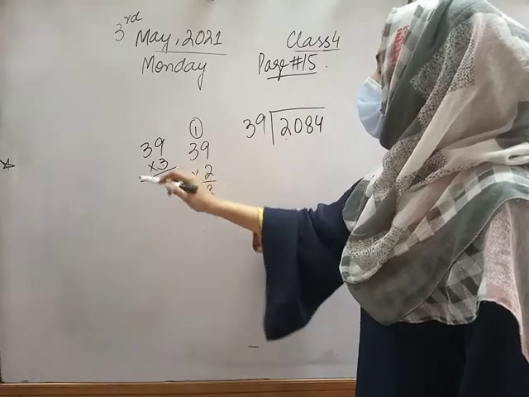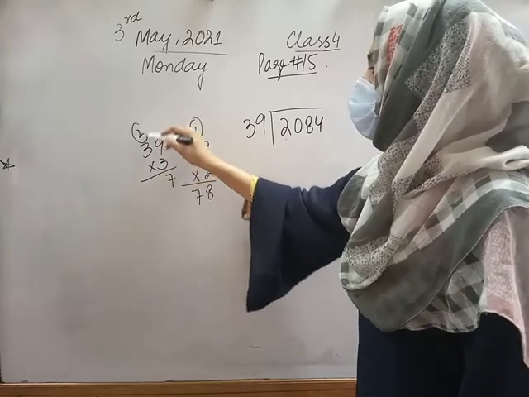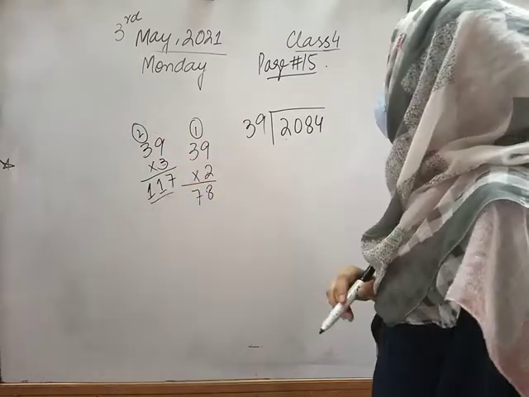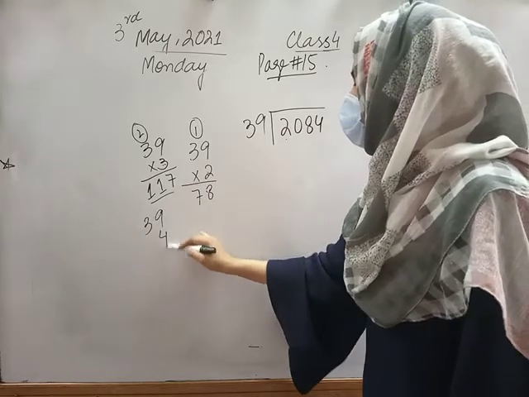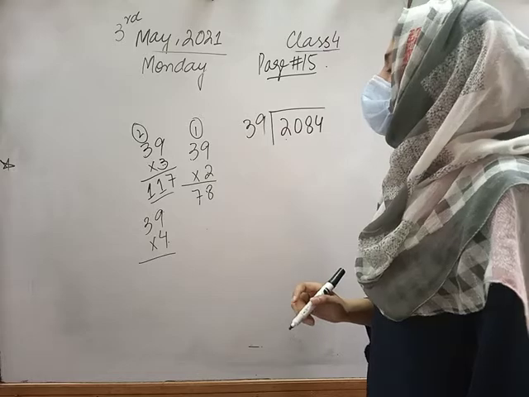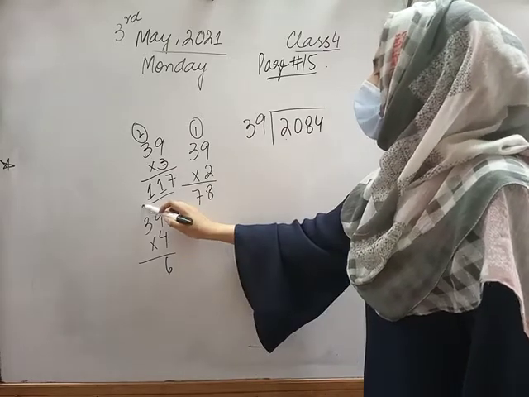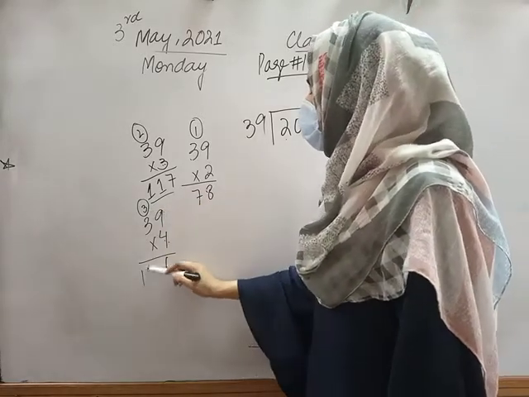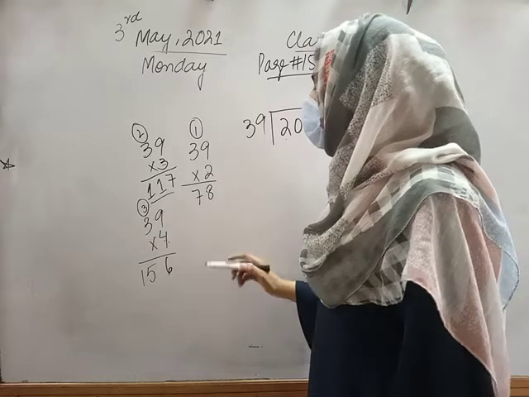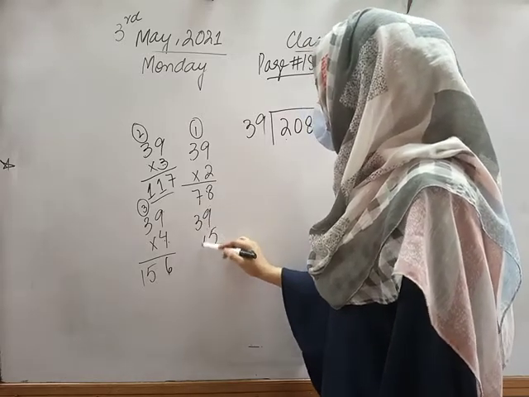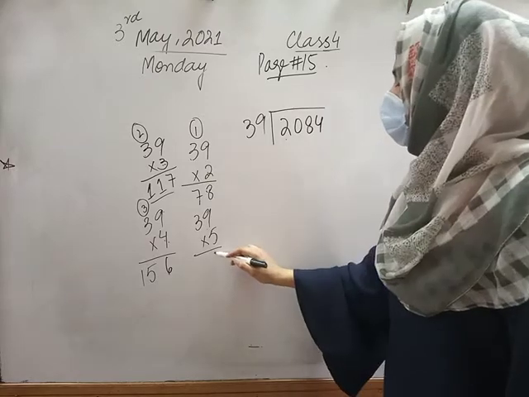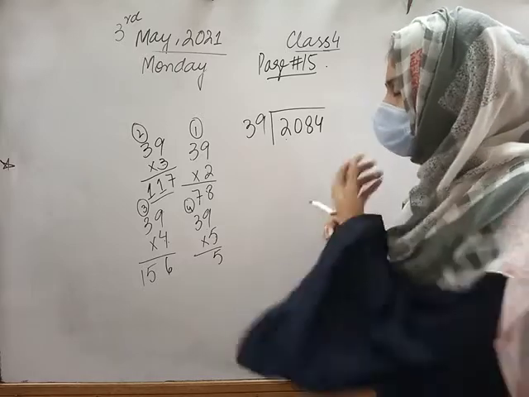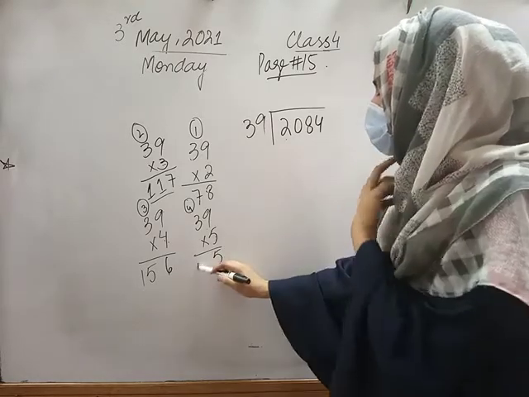9 3 times 27, 2 carry, 3 3 times 9 and 11. Still it is smaller. 9 4 times 36, 3 carry, 3 4 times 12 and 12 plus 3 is 15. Still it is smaller. 9 5 times 45, 4 carry, 3 5 times 15 and 15 plus 4 gives 19.